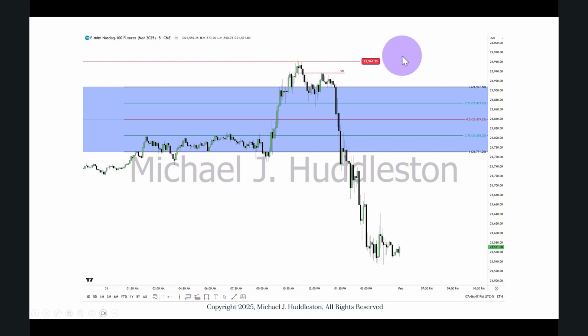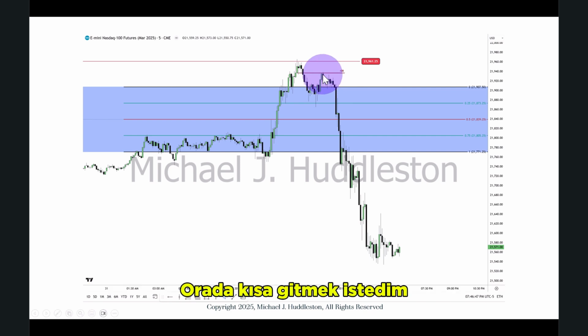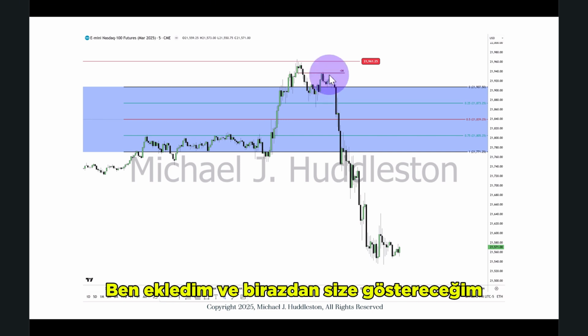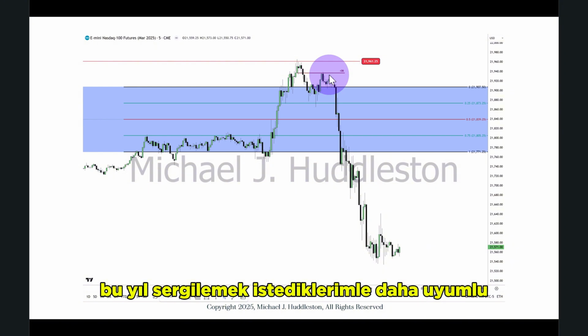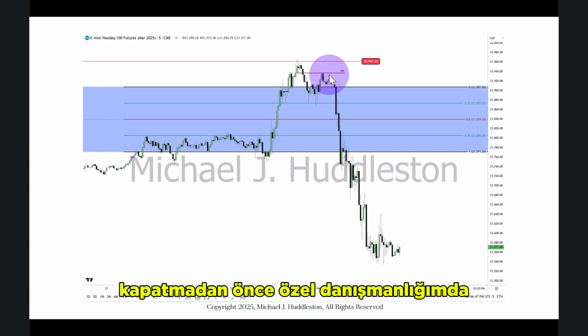So when it was trading up into that bearish order block, I wanted to go short there. And then on that little retracement back up, I added to it. I'll show you in a moment, just give me a minute. But I wanted to teach something more in line with what I want to showcase this year, because I had someone comment on something I said in my private mentorship before I closed it down.